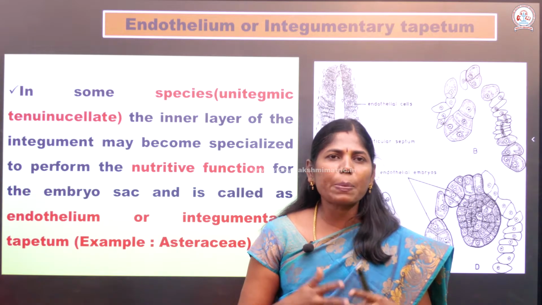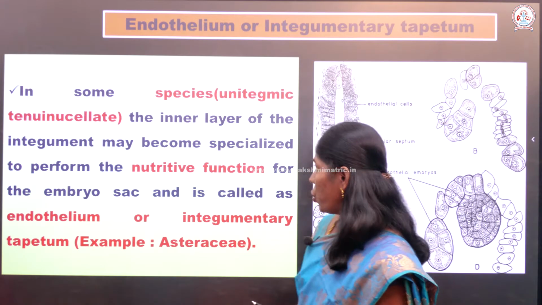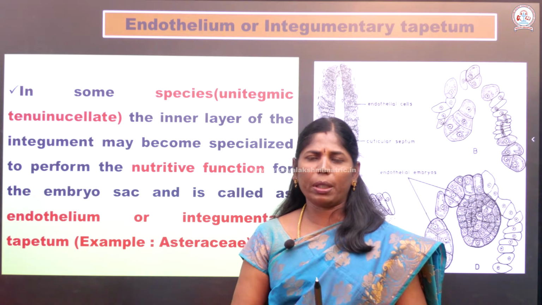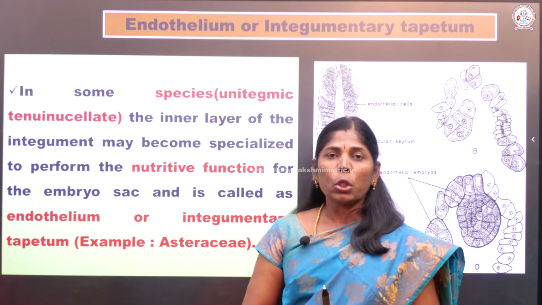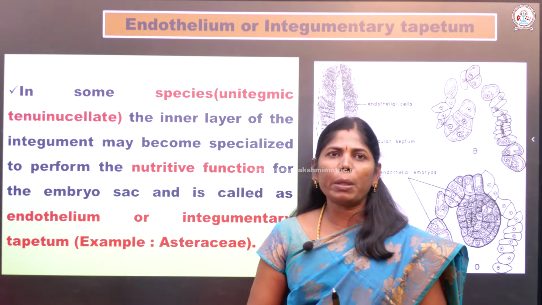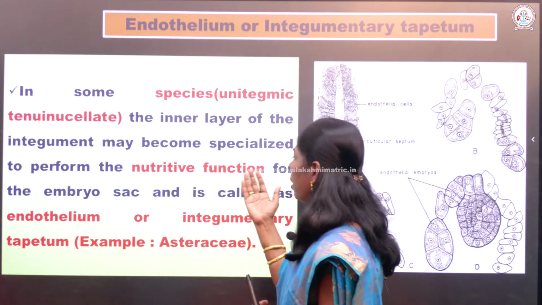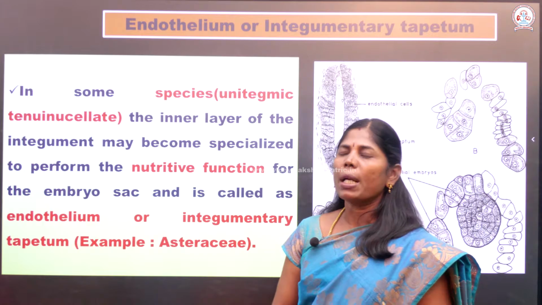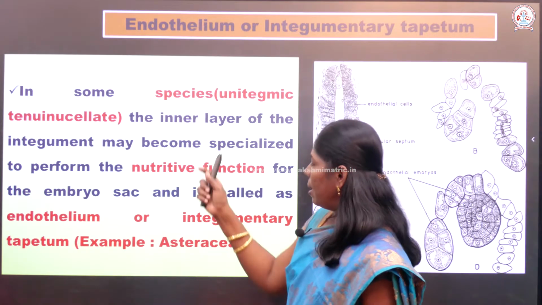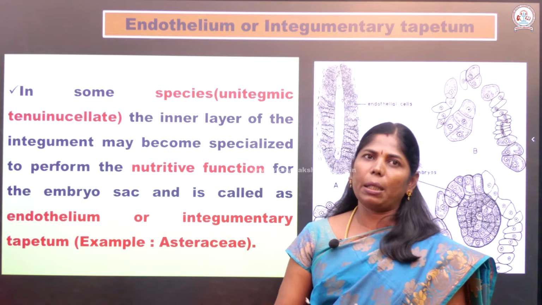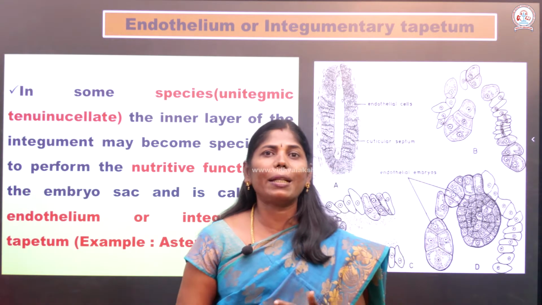In some species, the inner layer of the integument may become specialized to perform nutritive functions. Usually the integument is protective in function, but here the integument performs nutritive functions for the embryo sac. It has to provide nutrition to the developing embryo sac. That integument is known as the endothelium, otherwise integumentary tapetum.